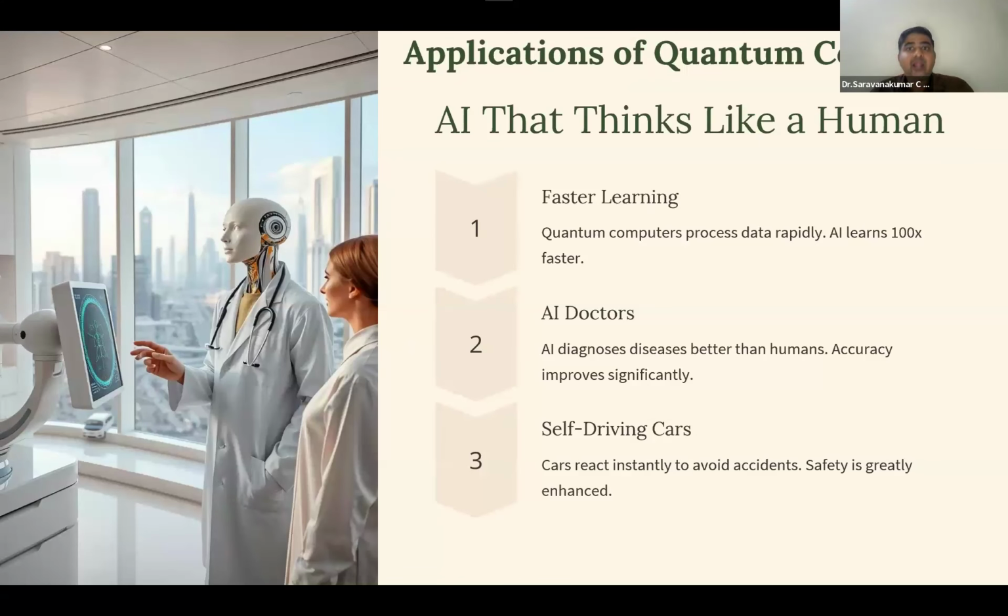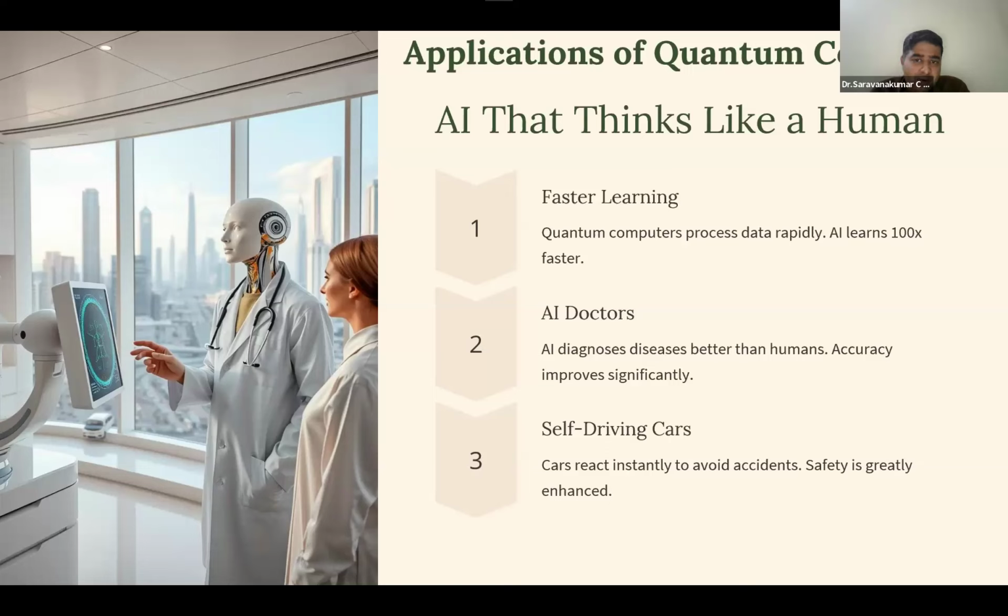And AI that thinks like a human. I have clearly told in an April article: if AI can't think, can a quantum AI think like a human? Yes. Of course, no system can match humans, but quantum-powered AI will think faster, relate things, and do many things simultaneously, not sequentially.